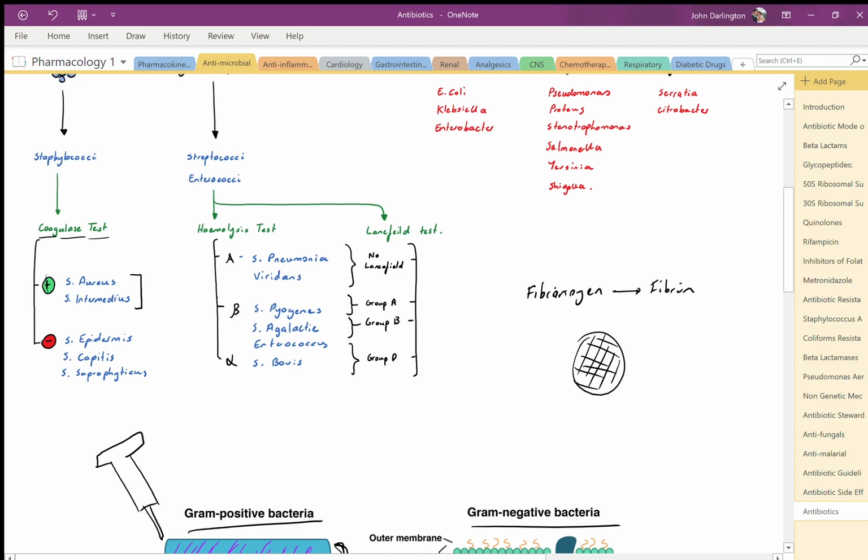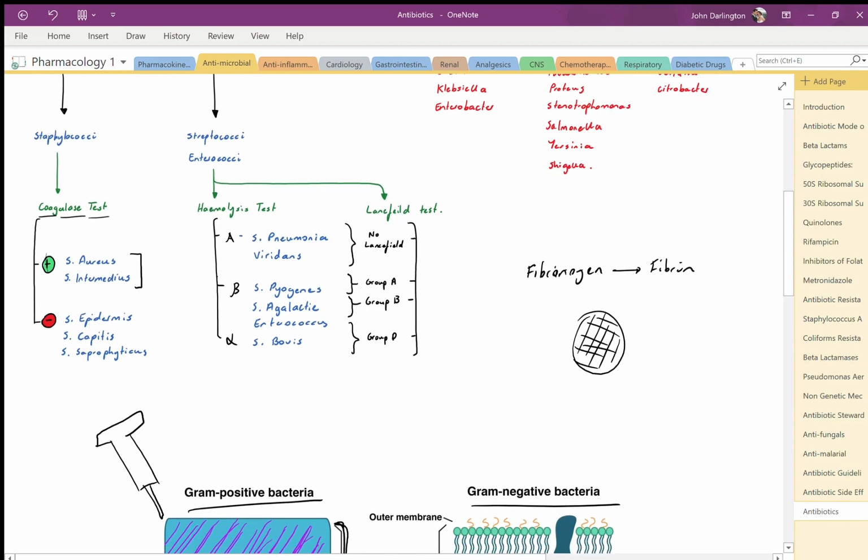And you might read about Staphylococcus coagulase negative, Staphylococcus coagulase positive, and that's what they're referring to. So just remember that Staph aureus is positive. An important one, as I mentioned before, is Staph epidermidis, and it's coagulase negative. And it's an important bacteria.